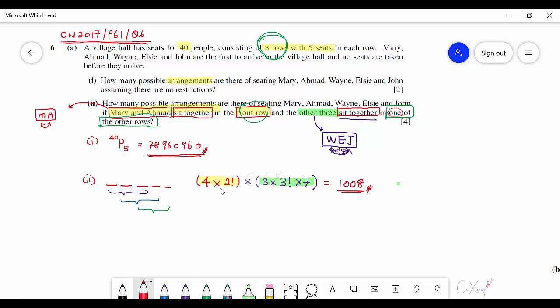Okay, so this is how we actually write it out. This one is for Ahmad and Mary, and this part is for the other 3 friends, Wayne, Elsie, and John. Okay, all right, so we're done with part A. Now we continue to part number B.